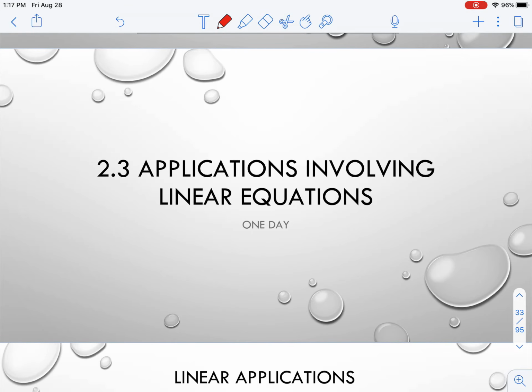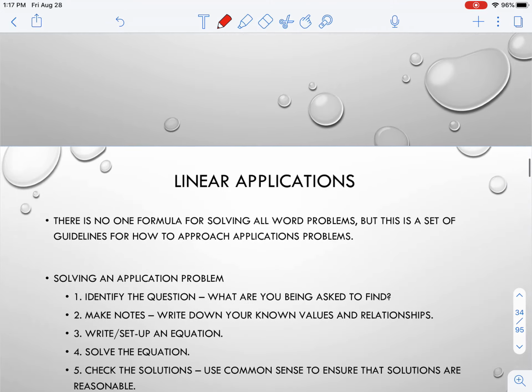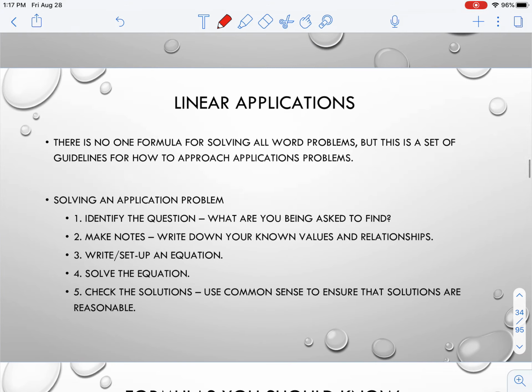In this next section, 2.3, we're going to take a look at linear applications, essentially linear word problems. For our linear application problems, just some general guidelines to follow as we're trying to figure this out. There is no set series of steps that's going to work every single time. There's not the same formula that's going to work for every single problem.